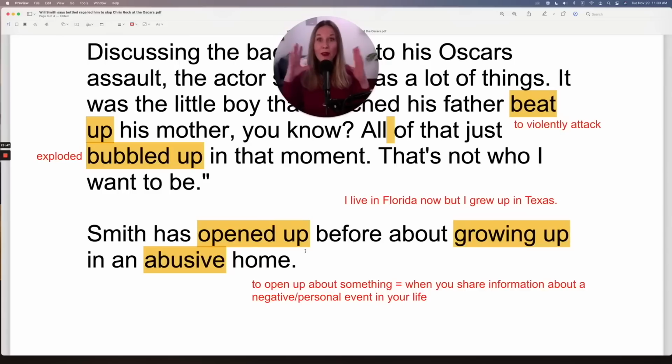So now you have a lot of new vocabulary from this article. I am going to read this article from start to finish so you can focus on the pronunciation uninterrupted. So I'll do that now.